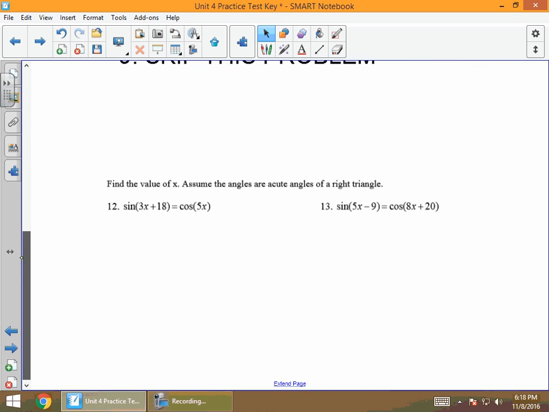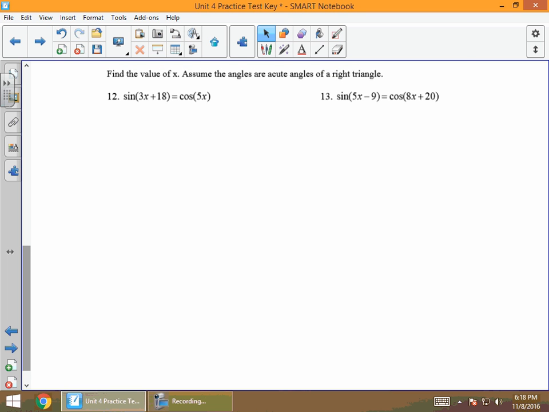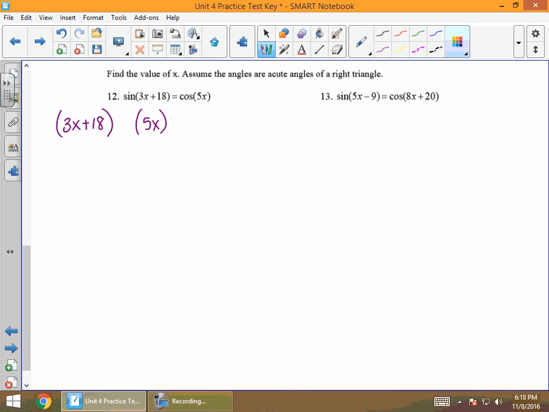Okay, skip over 9. When we get down here to 12 and 13, these are what we did on that final day. That final day we talked about the sine and the cosine. We said that the sine of one angle is equal to the cosine of another angle if those two angles are complementary. And hopefully you remember that complementary means adds up to 90. So 3x plus 18 and 5x have to be complementary angles if the sine is equal to the cosine. It means they have to add up to equal 90.